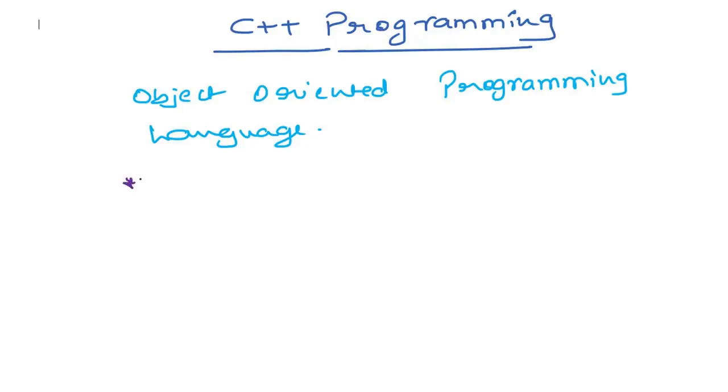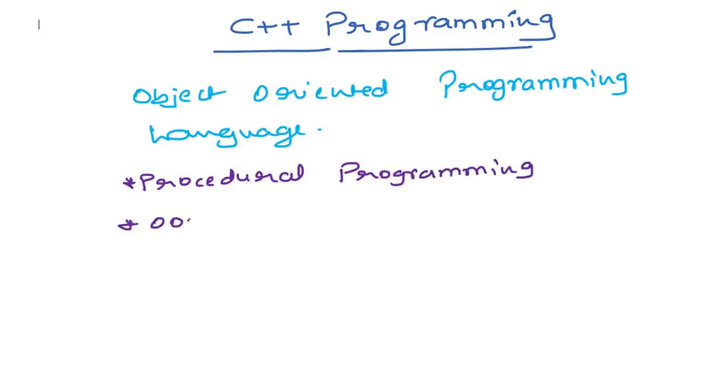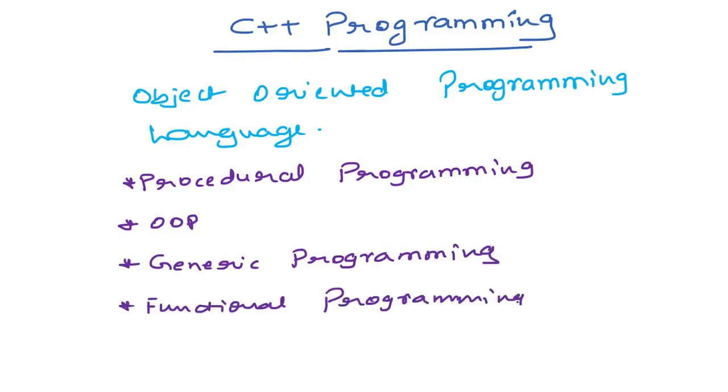In C++, we can do four types of programming. One is procedural programming. It is the way we program using the C programming language. Another one is object-oriented programming. And then we can do generic programming using templates. And then we have functional programming.